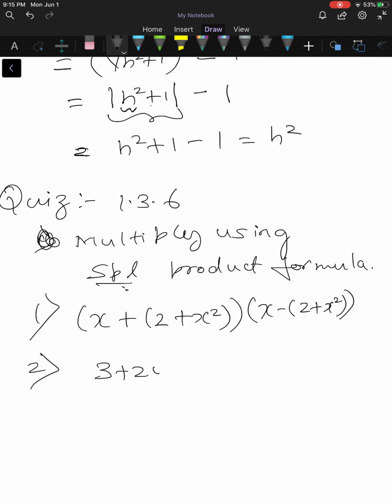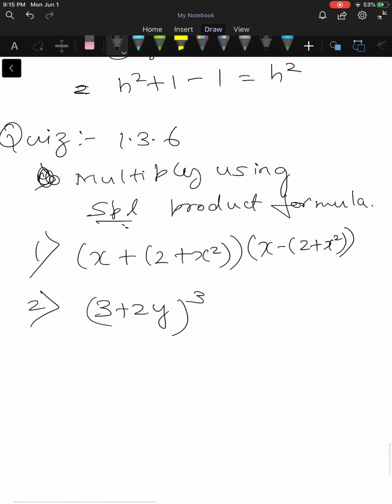Second one, 3 plus 2y whole cube. Be careful while using cubic roots. You should multiply using the special product formula, and you should know them by heart. I am repeating it again and again. So this will complete a part of your 1.3.